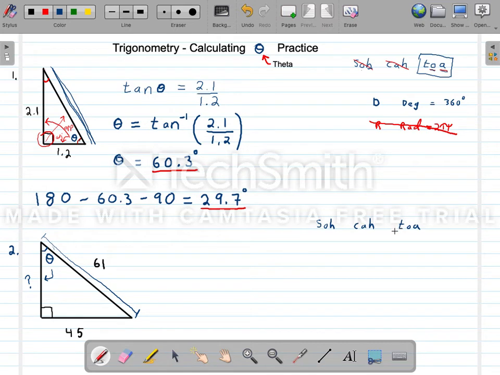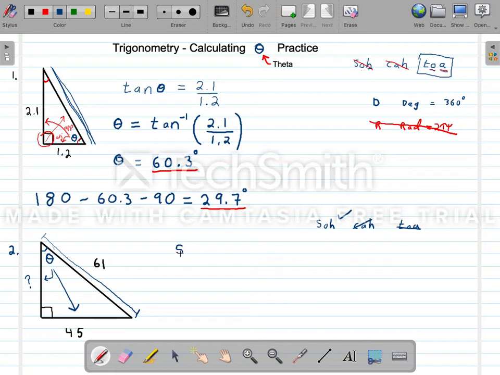So let me get rid of all the ones that need an adjacent. Cos needs an adjacent, so we're not going to be using that. Tan needs an adjacent, so we're not going to be using that. Sine needs the opposite and the hypotenuse. I have that. I have the opposite, and I have the hypotenuse. So sine is going to be the one that I use. Okay? So once you've identified that, you're going to write out your trigonometric function.